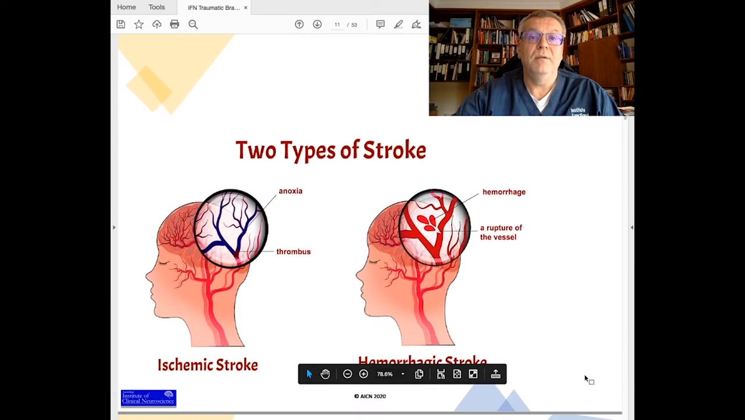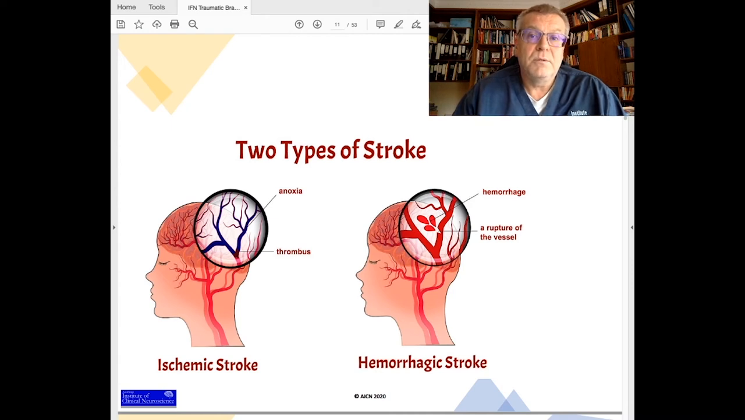So this slide is demonstrating basically the two types of strokes. Now, all strokes pretty much result in the same outcome, and that is some type of damage to neurons downstream from where the blockage or the stroke has occurred. And depending upon the magnitude of that damage or the magnitude of the disruption of oxygen flow to the neurons, the symptoms may be much worse or in some cases quite mild. So we'll start with the ischemic stroke on the left.